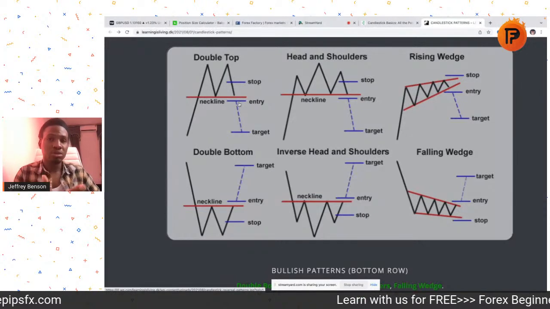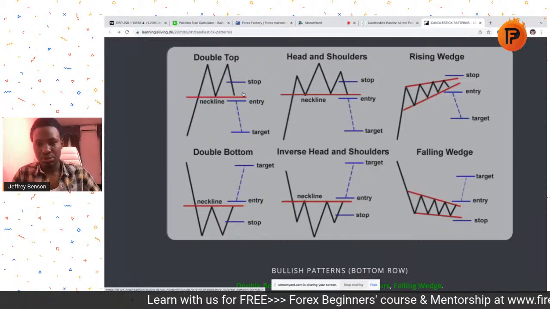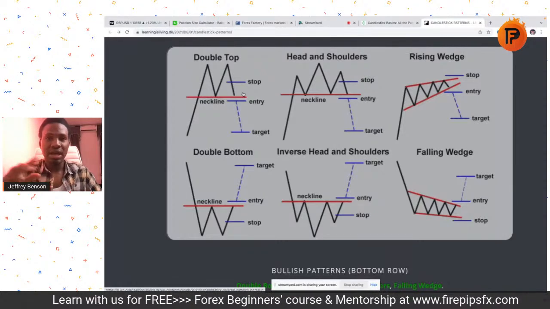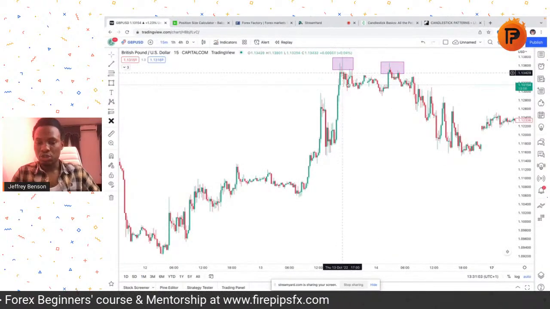That is, if you're risking 20 pips, if the distance from your entry to your stop loss is 20 pips, target 40 pips, 1 to 2. If it is 1 pip, target 2 pips. That's the ideal practice. Okay, so you can see I just spotted one.